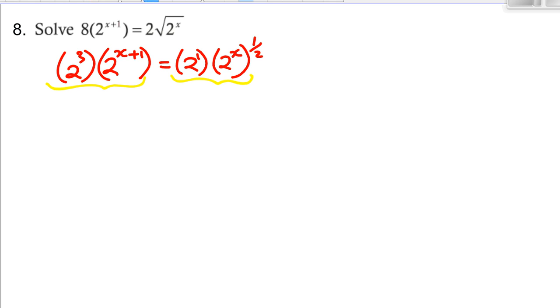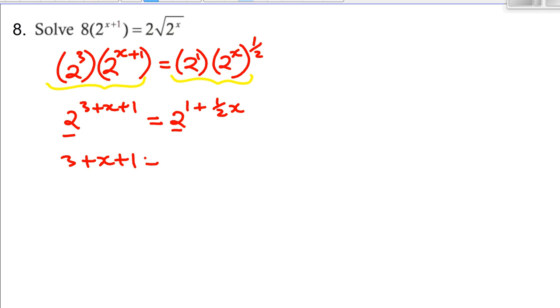So on the left hand side, what we'll end up with is 2 to the power of 3 plus x plus 1. On the right hand side, 2 to the power 1 plus a half x. Well, because you have a power of a power, that is x multiplied by a half, which is a half x. Okay, since you have the same base, you can equate the powers. So 3 plus x plus 1 is equal to 1 plus a half x, which means x plus 4 is equal to 1 plus a half x.